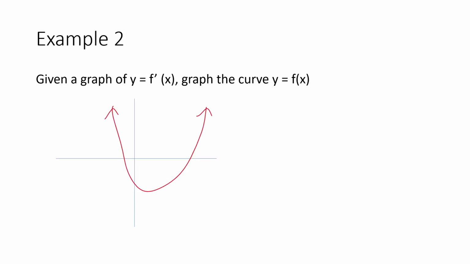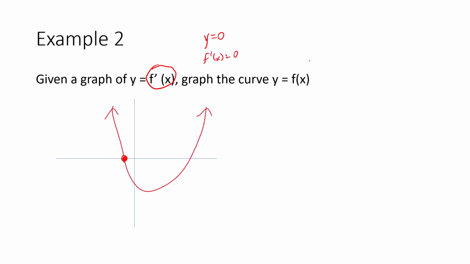Okay? Now, in this next example, we're going to imagine that we were given a graph of the function y equals f prime of x, and we're going to graph the curve y equals f of x. So this is a little bit challenging, but I want you to think about it like this. At this particular x value right there, I know that y is equal to 0. But y is f prime of x. So f prime of x is equal to 0.